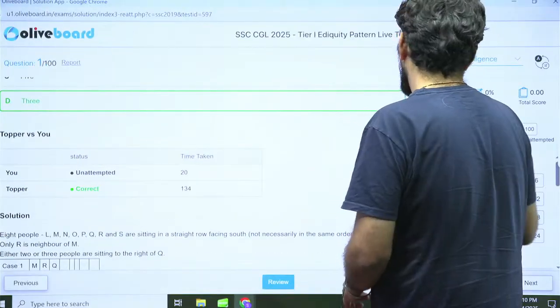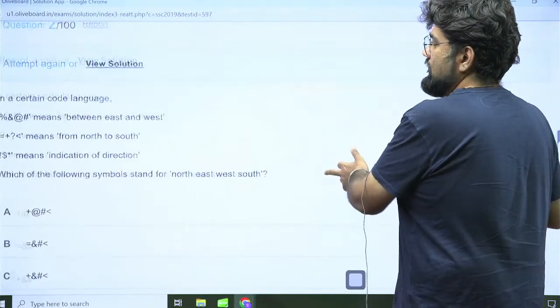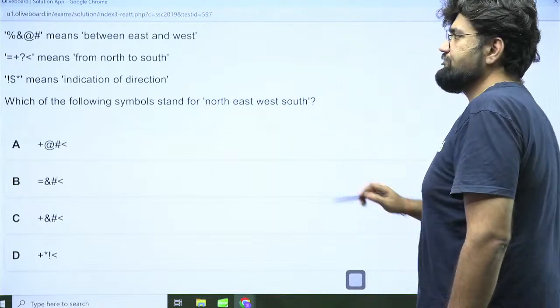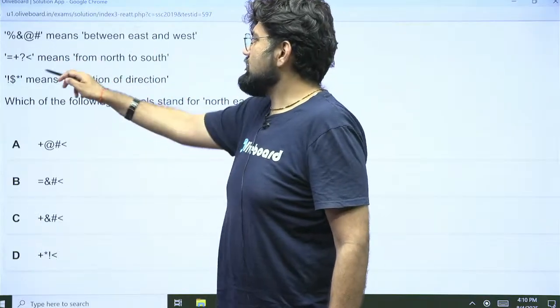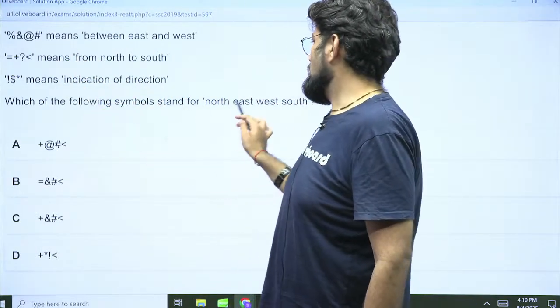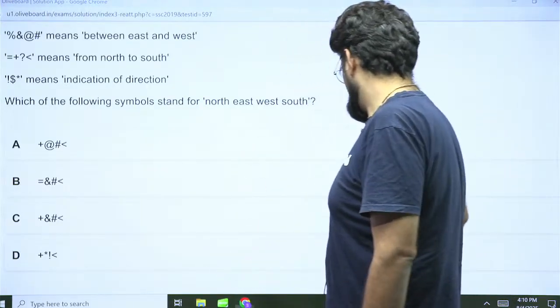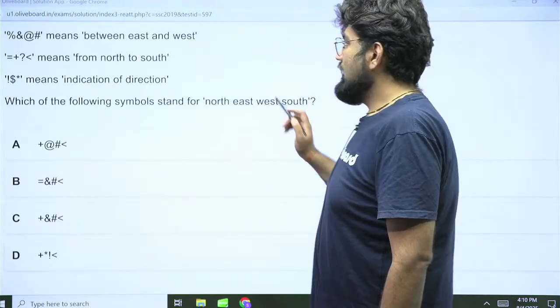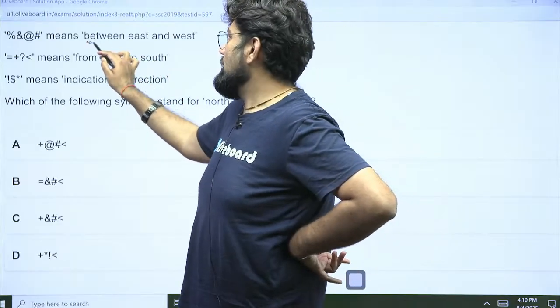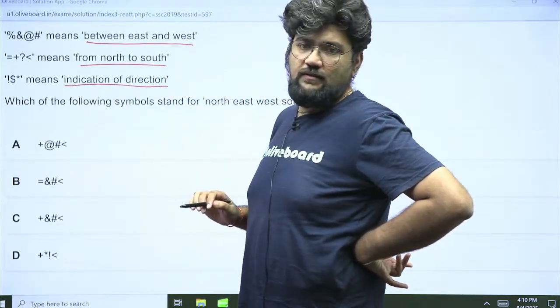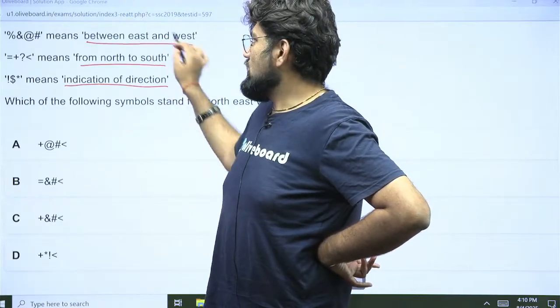Okay, next question number 2. This is a very easy question. There's a coding language where they have given that this means this, this means this, this means this. They need you to code for north, east, west, south. Now, if you observe this particular question, what is happening here? In this question, there is nothing which is common between east and west, from north to south, indication of direction. Okay. There is no repetition whatsoever.